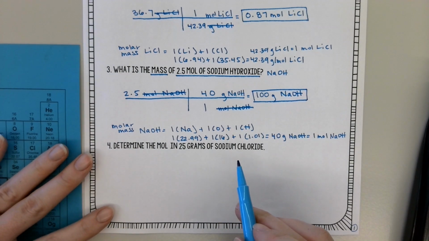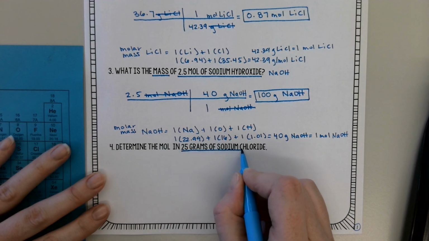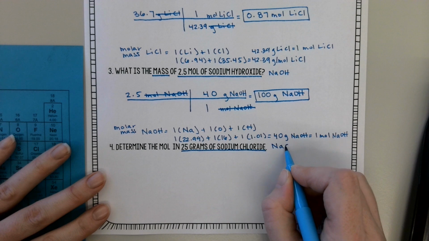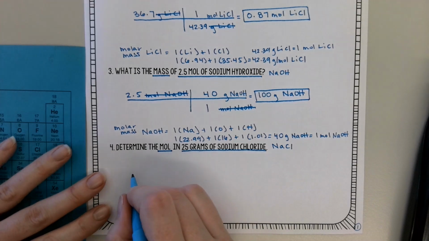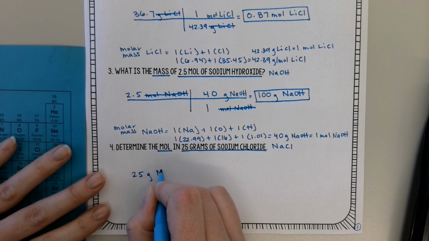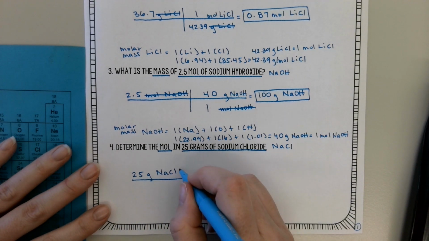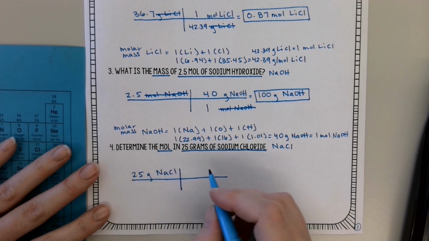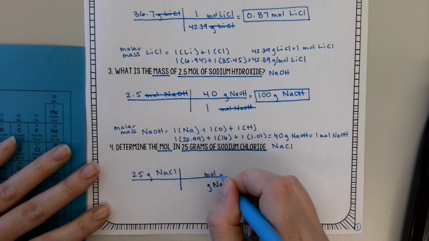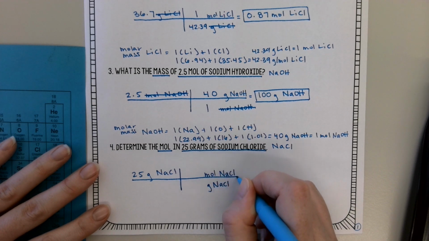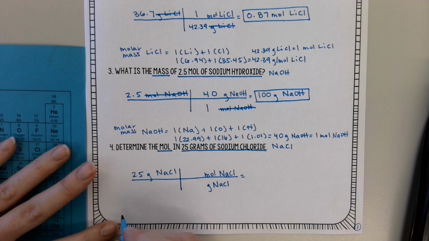All right, last one. Determine the mole in 25 grams of sodium chloride. Right, sodium chloride is just NaCl. We want mole. So we're going to start by putting our 25 grams of sodium chloride. We need grams of sodium chloride to cancel, so we're going to place that on the bottom. And we want mole of sodium chloride, so we're going to put that on top. We're going to solve for sodium chloride's molar mass, then we're going to plug in.